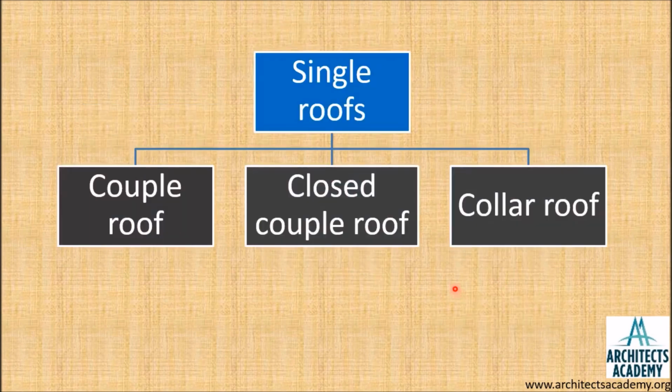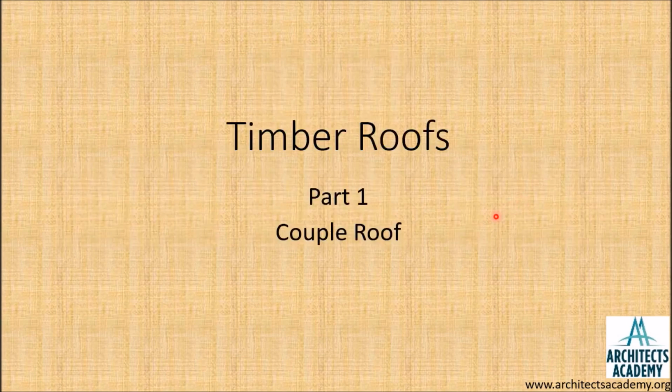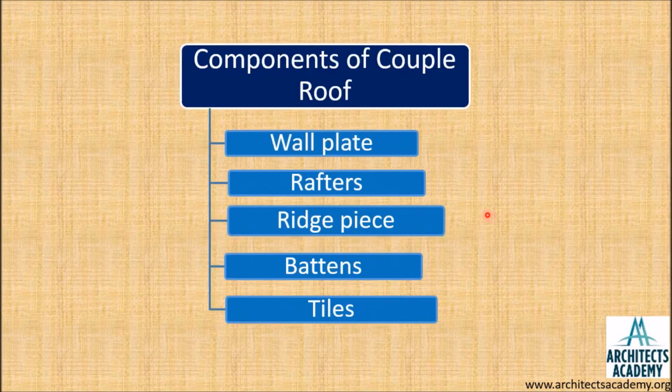Now, single roofs themselves are divided into three parts: couple roof, closed couple roofs and collar roofs. So we'll be learning about all these three types of roofs in this presentation. Now this particular presentation is part 1 of the timber roofs, which will deal with couple roof. So let us first see the components of couple roof. The components of couple roof are wall plate, rafters, ridge piece, battens and tiles.